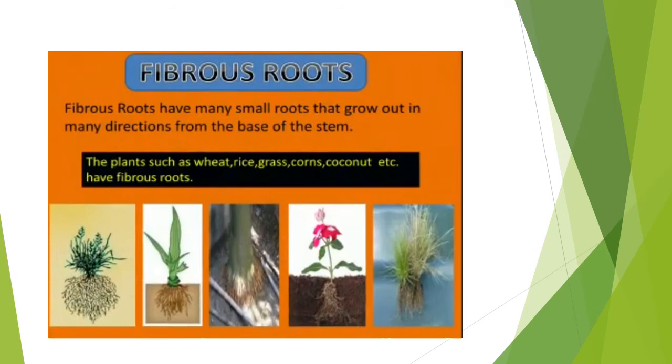Now, fibrous roots. Fibrous roots have many small roots that grow out in many directions from the base of the stem. Here is the picture of the fibrous root. It is directly coming from the stem, from the base of the stem. And which plants have this? Plants such as wheat, rice, grass, corn, coconuts, etc. have fibrous roots.